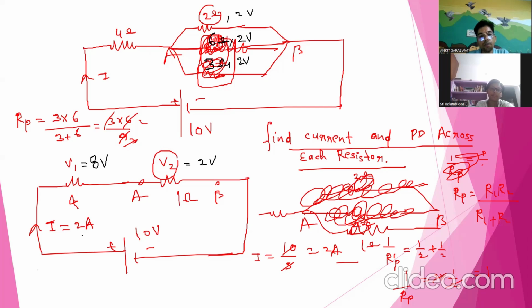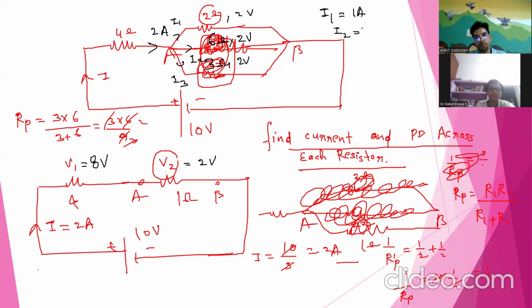Current you already found, 2 ampere. Across 4 ohm, 2 ampere. Now 2 ampere is going here. Clear? You just tell me how much current: I1 here, I2 here, I3 here. What is I1? Tell me. Voltage is given 2 volt, resistance 2 ohm. How much I1? 1, sir. Very nice.